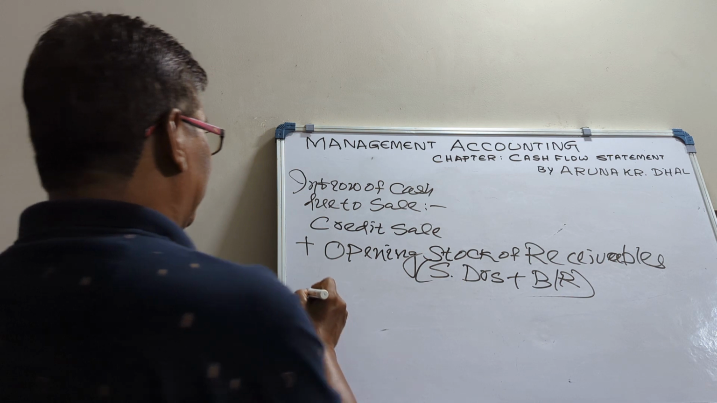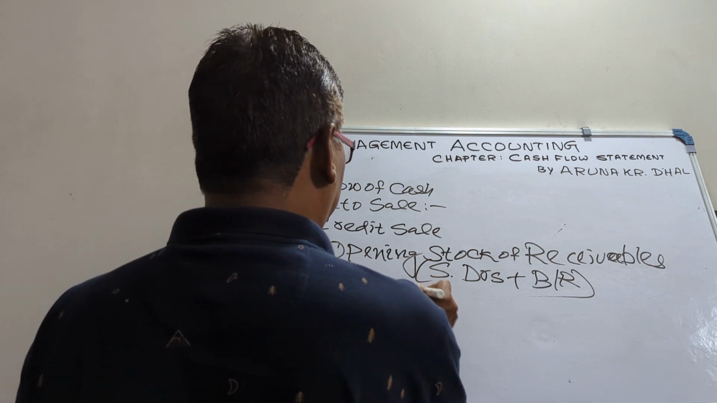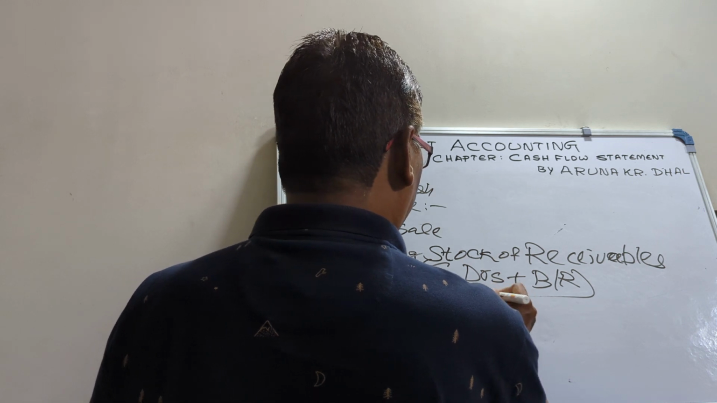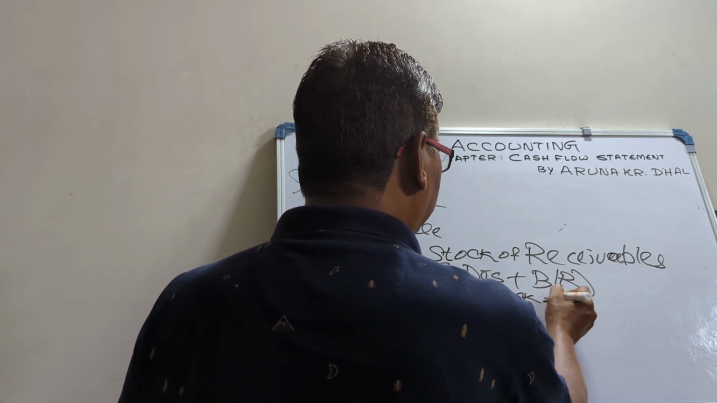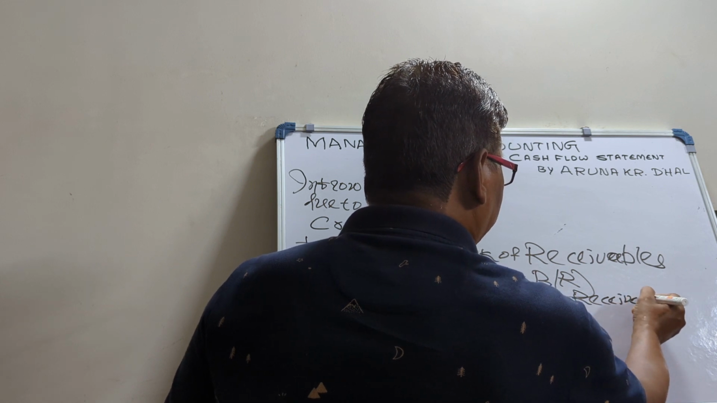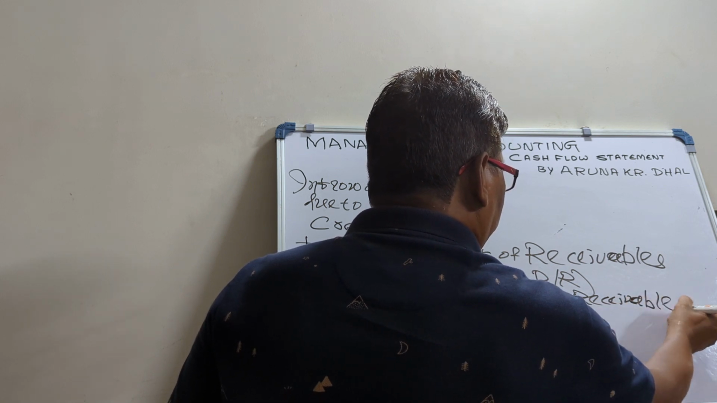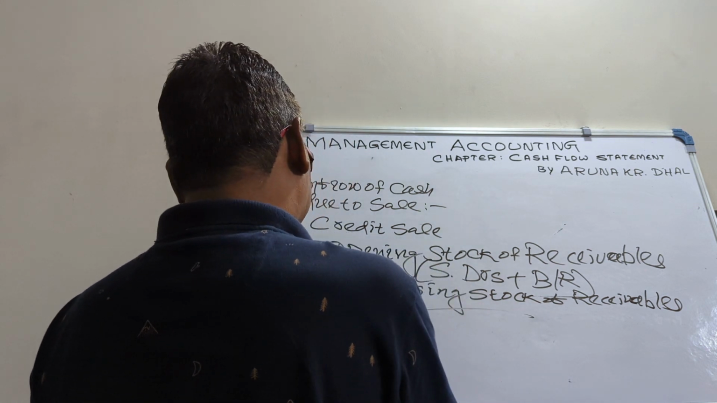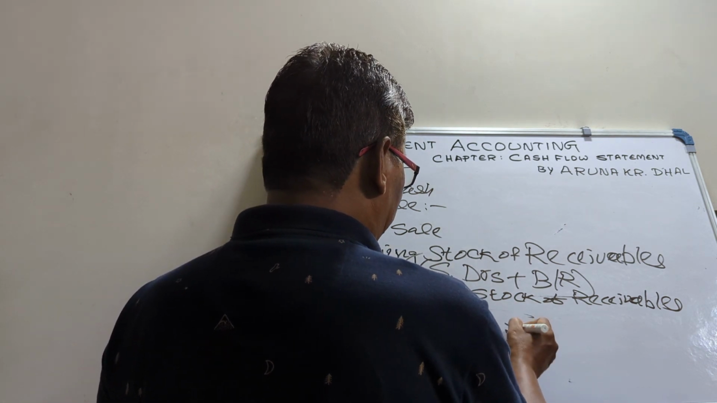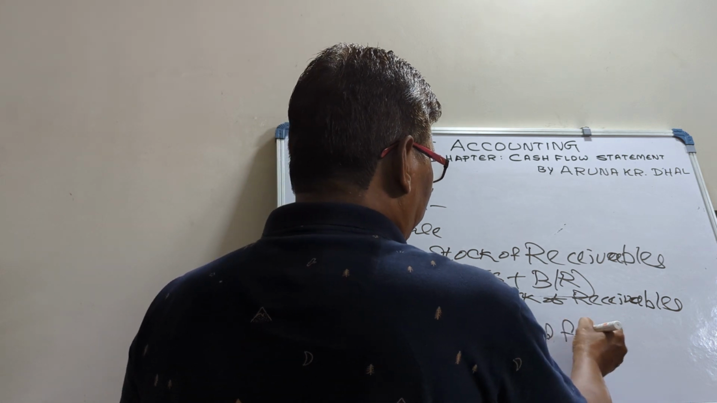Then we will deduct the closing stock of receivables. Then we will get cash received from customers or debtors. This is first.